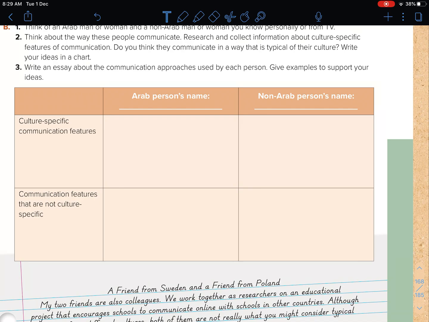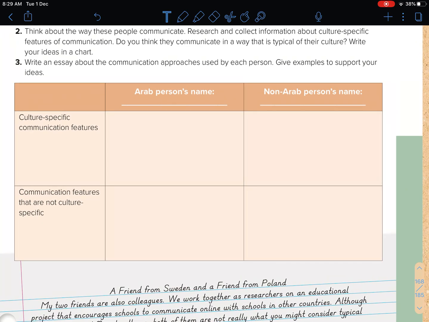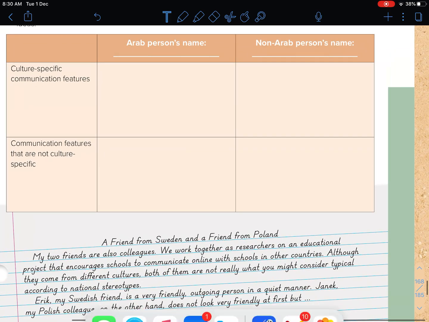So let's take a look at the chart here. As we said, you are mainly comparing an Arab person to a non-Arab person in the way they communicate. Okay, so here we have something which is called culture-specific communication features and communication features that are not culture-specific. Based on this person, is there an influence of his culture or civilization on the way he communicates, and how? You have to provide details, and here as well, the communication features that are not culture specific have no relation to the culture or civilization the person came from.